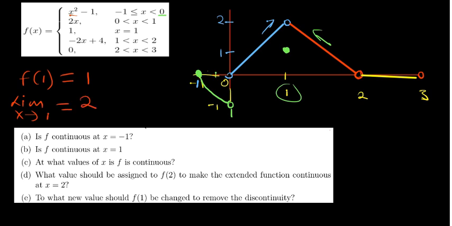So now if you check the 2, are they the same? No, they are not. So the function is clearly not continuous because the limit is not equal to the function at that given point. So this one is a no.